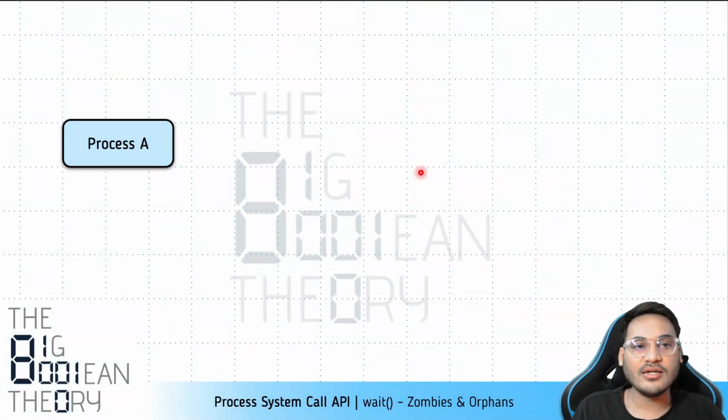Let us start the discussion by recalling the flow of the wait system call, and from there we'll set the context for zombie processes, right? To have the wait system call, we need at least two processes, because the purpose of the wait system call is that one process can wait for another process. So, let's take an example.